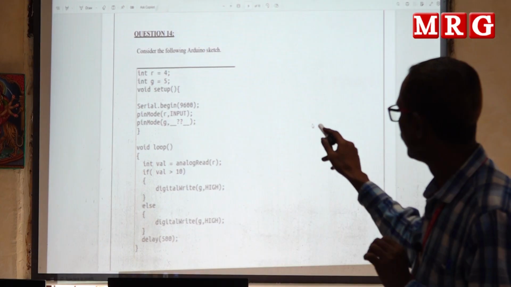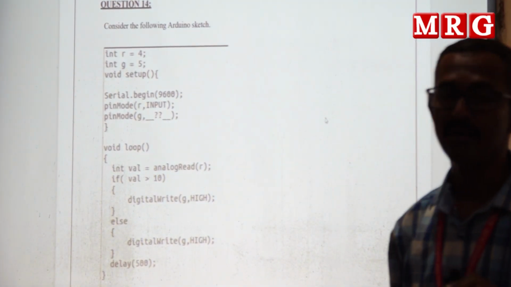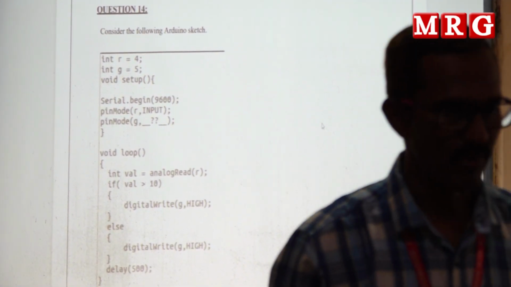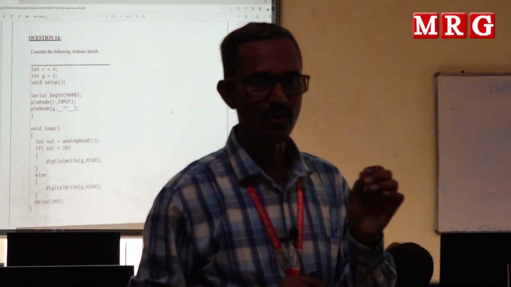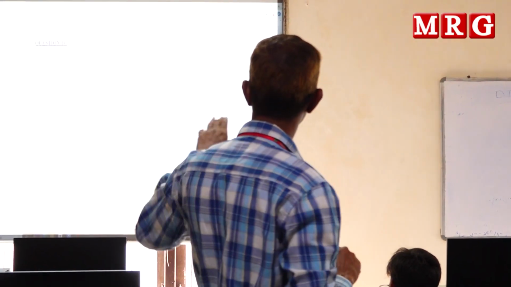It will declare which pins you are using in the microcontroller, which pin you want to make an input pin, and which pin you want to make an output pin. All those declarations are done in setup. Then void loop: the actual logic, the actual program, is in the loop.